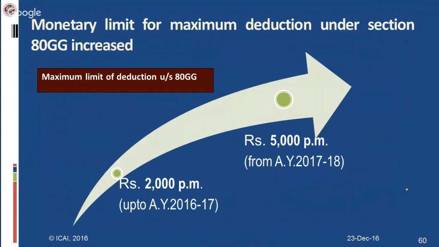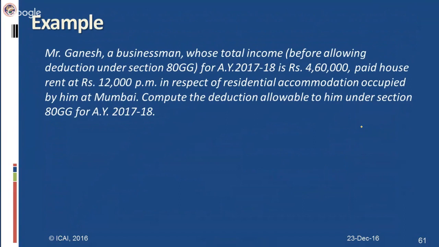So the limit of rupees 2,000 per month, one of the limits provided under Section 80GG, will increase from 2,000 to 5,000. From assessment year 17-18 onwards, the monetary limit for maximum deduction under Section 80GG will increase from 2,000 to 5,000, provided the other limits are also checked. The least of the three limits provided under that section will be allowable as a deduction. Let's take this example. Mr. Ganesh, a businessman, means he is not getting any HRA from any employer. His total income for the assessment year is 4,60,000. He paid house rent of rupees 12,000 per month in respect of residential accommodation occupied by him at Mumbai.